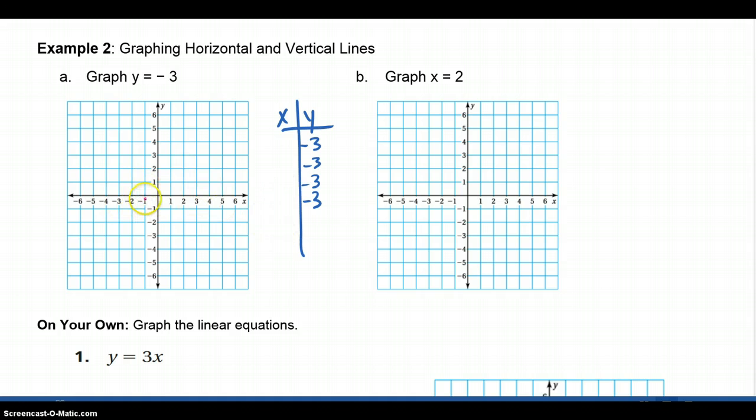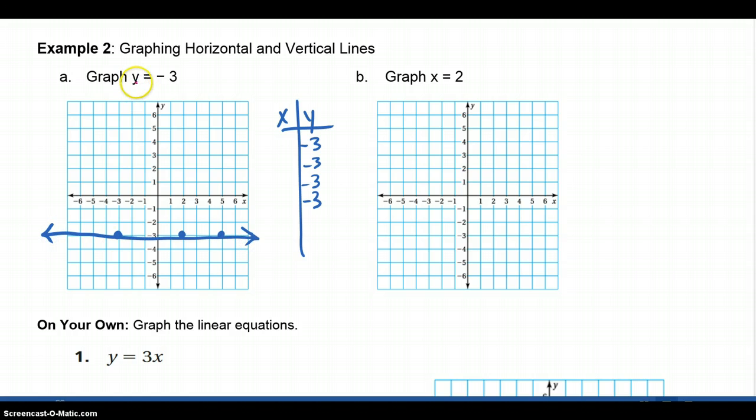So let's go over on our graph. Let's say x is 2. What is y? -3. What if x is 5? What is y? Again, -3. What if x is -3? What's y? -3. So you can see that these points are going to make a horizontal line right there.